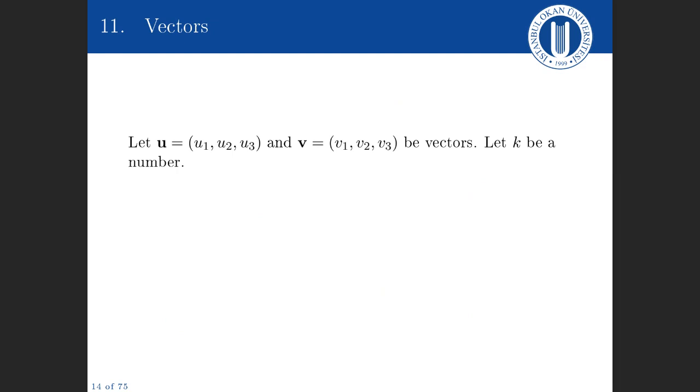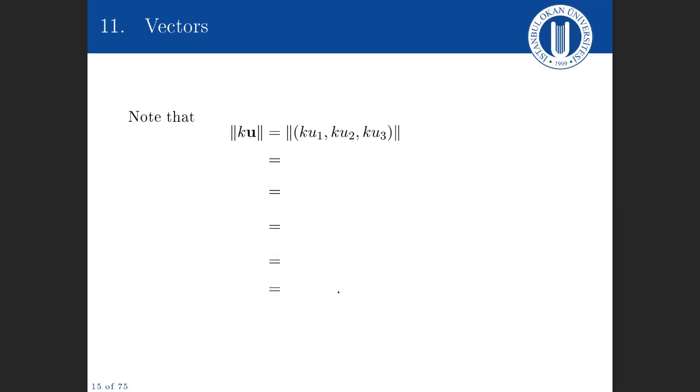Let's suppose u and v are vectors and let k be a number. The way that we add two vectors together is we just add their components. So u1 plus v1, comma, and then we add the second components, u2 plus v2, comma, and then we add the third components, u3 plus v3. And we use a similar idea for multiplying a vector u by a number. We multiply each of the components by the number. We get k multiplied by u1, comma, k multiplied by u2, comma, k multiplied by u3.